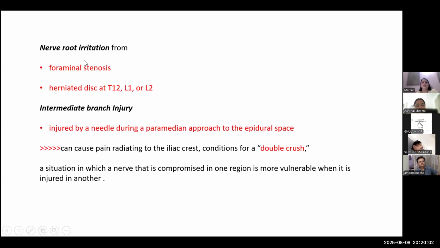Others can be nerve root irritation, which can arise out of foraminal stenosis or a herniated disc at the level of T12, L1 or L2, and can also cause this nerve entrapment. It's also been seen that the intermediate branch can get injured by a needle during a paramedian approach into the epidural space. And this can create a situation like a double crush syndrome, which is a situation in which a nerve that is compromised in one region is more vulnerable when it is injured in another area.